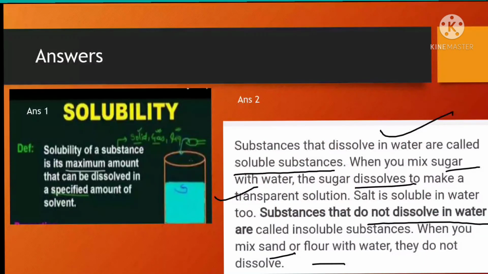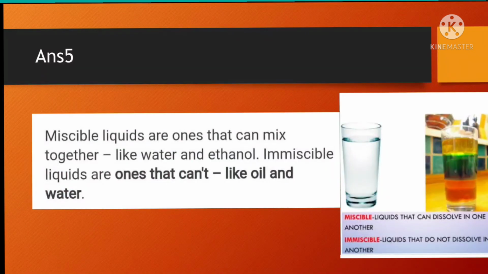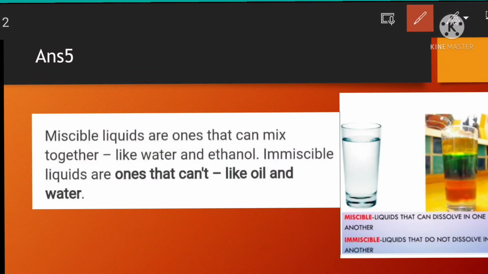Let's see. See, miscible liquids are those liquids that can mix together like water and ethanol. Ethanol means your alcohol, spirit, your sanitizer. If you take a sanitizer mixed with water, it can easily mix. Fine. So they are miscible liquids. When two liquids mix, it is known as miscible. This term miscibility is used for liquids only.